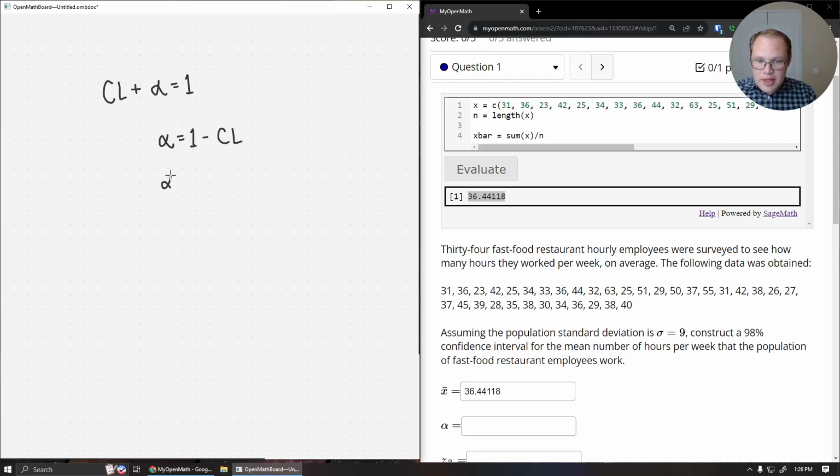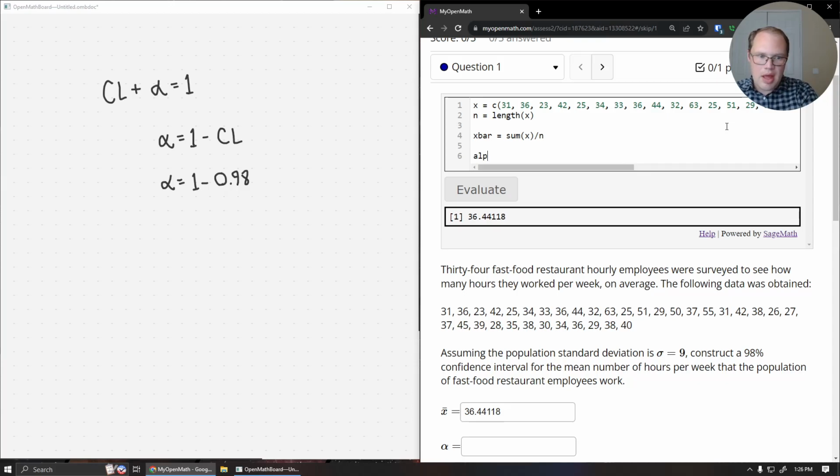Okay, so in this case, that alpha is 1 minus my confidence level, which is 98%. It's a 98% confidence level, so expressed as a decimal, that's 0.98. So alpha equals 1 minus my confidence level of 0.98. So my alpha is 0.02.